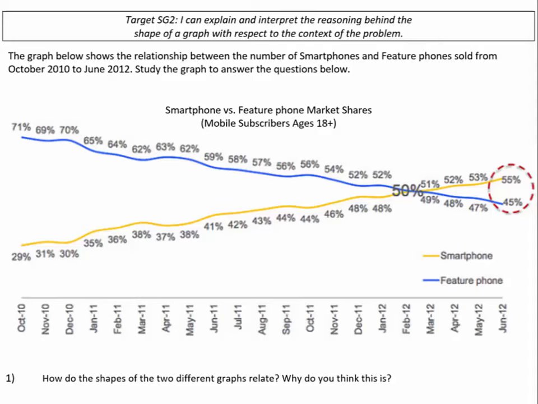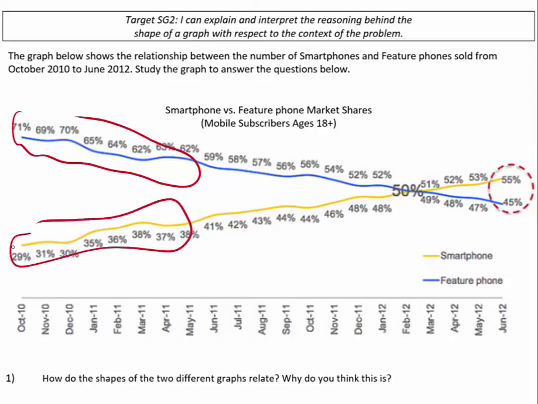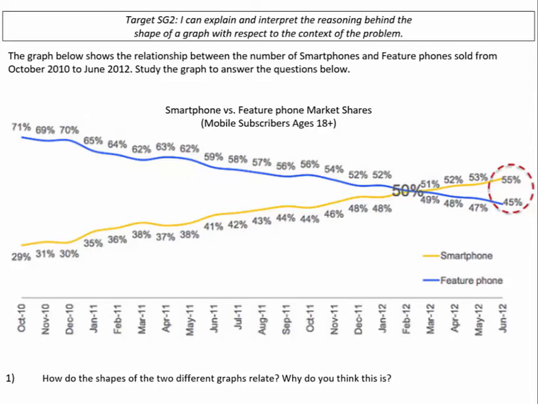So they're connected ideas. The first problem that we're going to start with is actually a graph about smartphones, cell phones. And the graph here has a couple of interesting things. The first is that we have two lines. We have this blue line and we have this yellow line. And you'll notice they're kind of related, as one line is going down, the other line is going up.